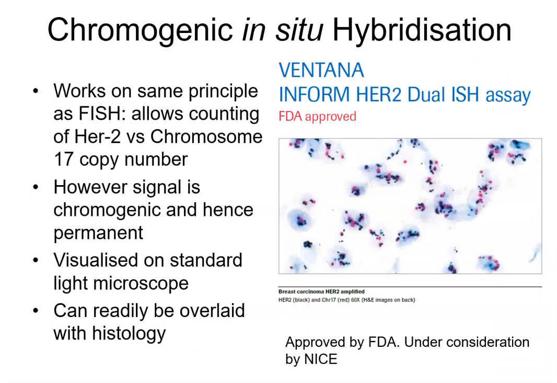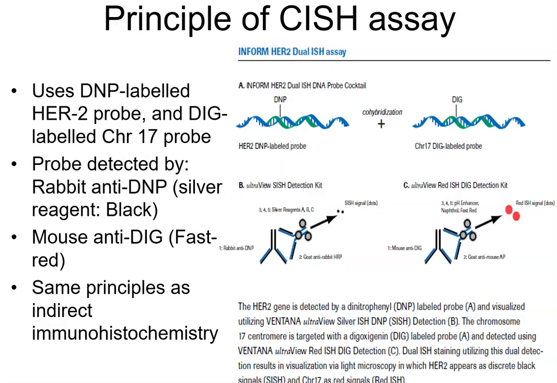So this technique called SISH really helps because it's like a blend of immunohistochemistry with fluorescence in situ hybridization. It's much more amenable to be done in a histology lab. So this slide shows how SISH works, and you'll see how different it is to FISH.